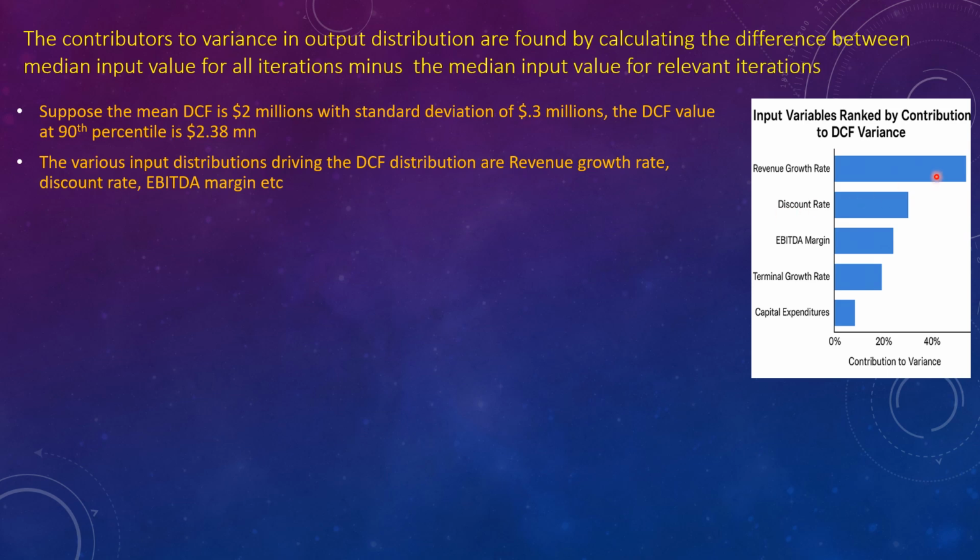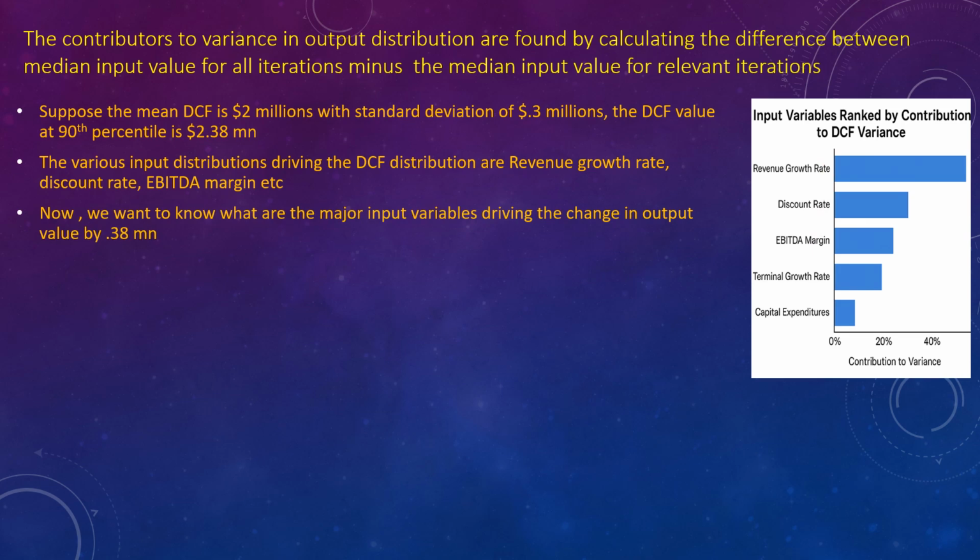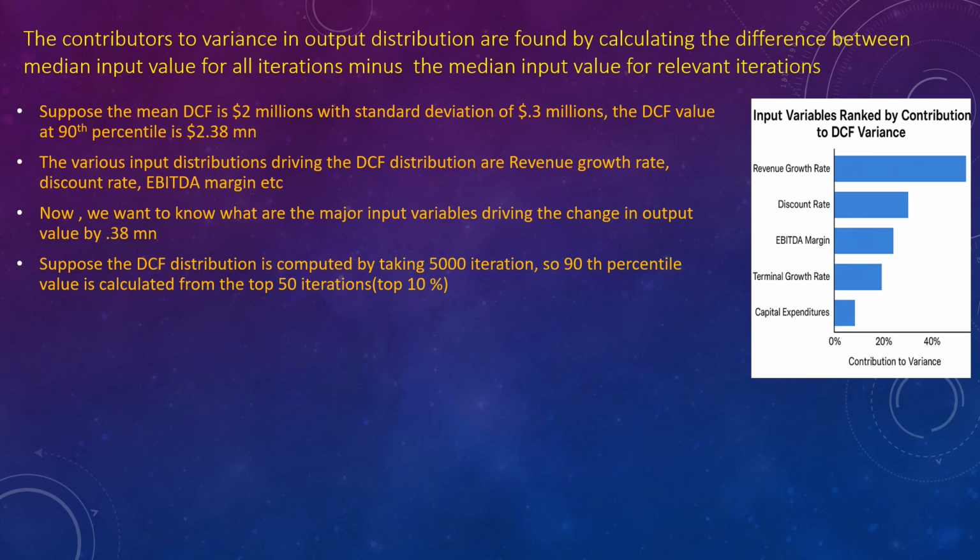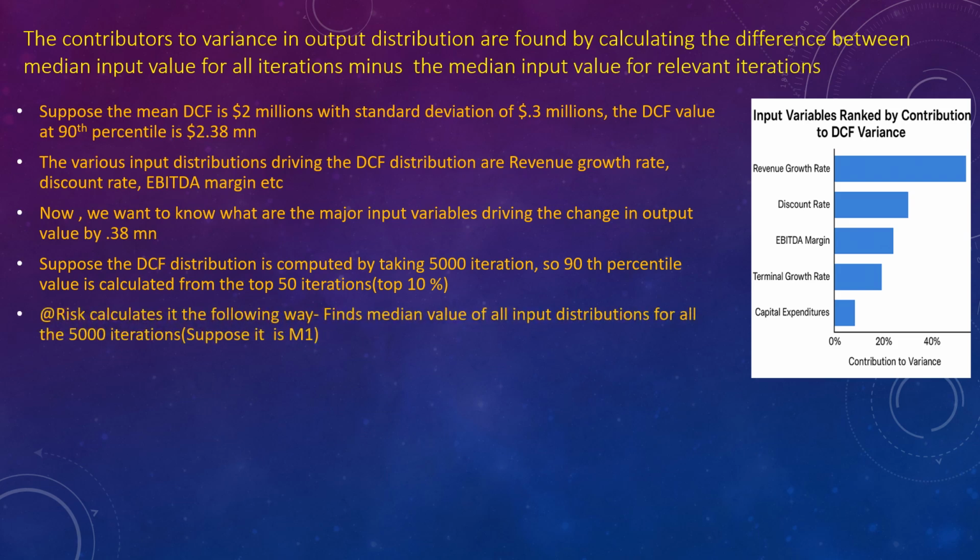Suppose this is the ranking of the various input variables driving the variance in the output distribution. The top rank is the revenue growth rate, second is discount rate, third is EBITDA margin. Now you want to know what are the major input variables driving the change in output value by 0.38 million. Suppose the DCF distribution is computed by taking 5,000 iterations, so the 90th percentile value is calculated from the top 50 iterations, it is the top 10%.